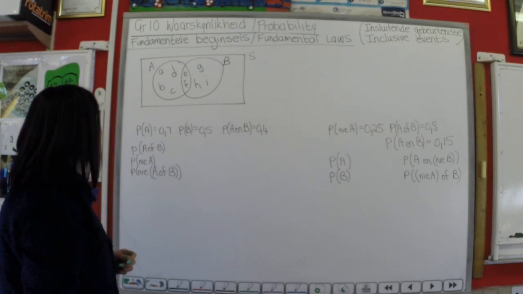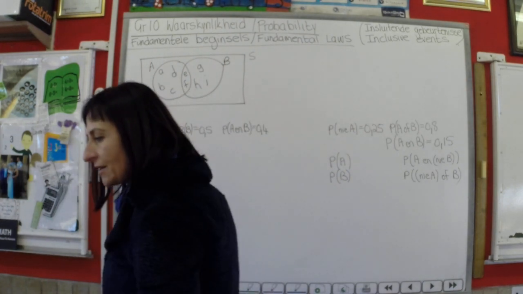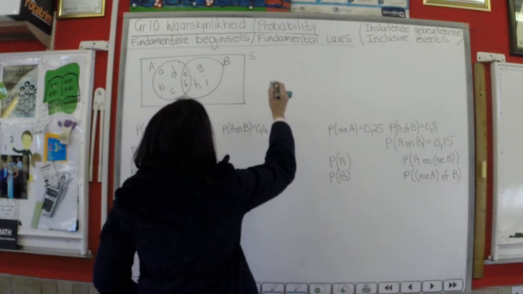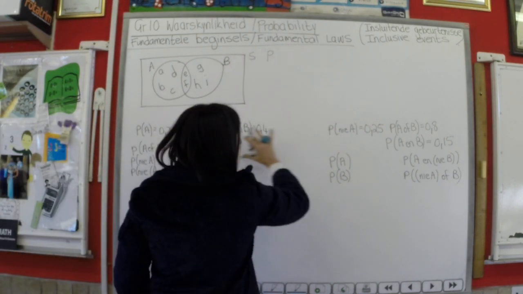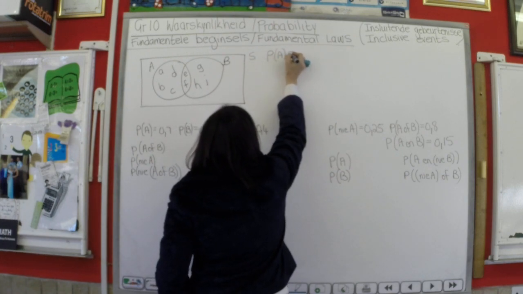Insluitende gebeurtenisse, inclusive events. So if you look at this Venn diagram, we're going to just write down a few things regarding this Venn diagram. Let's start at the probability of A.